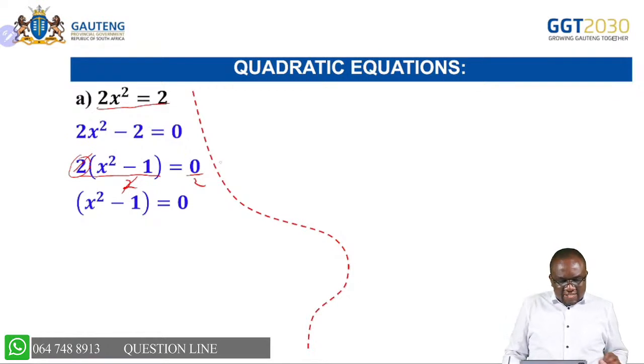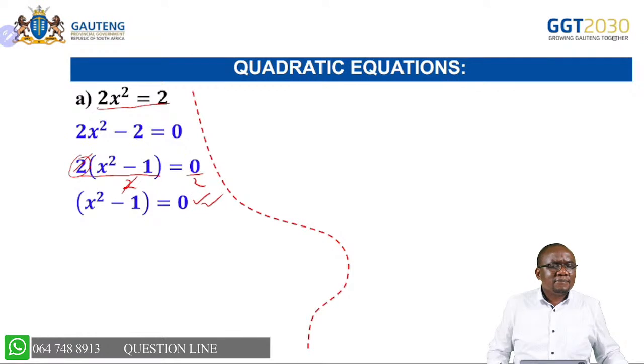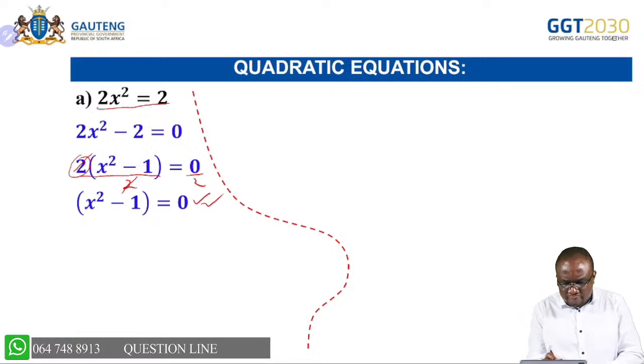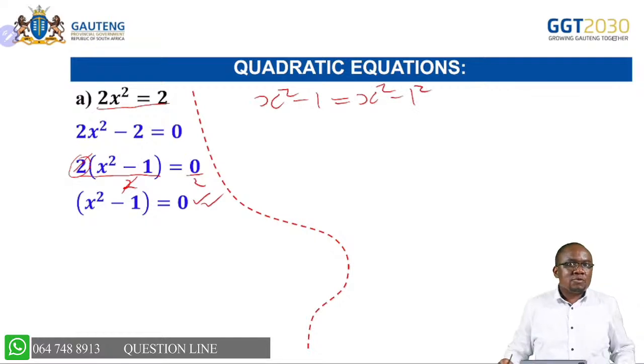Okay? I see something interesting, grade 10s, here. What do you see? If you look at this, how can you solve this? What do you see? Difference of 2 squares. Yes, difference of 2 squares. Do you see difference of 2 squares? Remember, x squared minus 1 is just the same as x squared minus 1 squared. Remember, 1 is a square number.